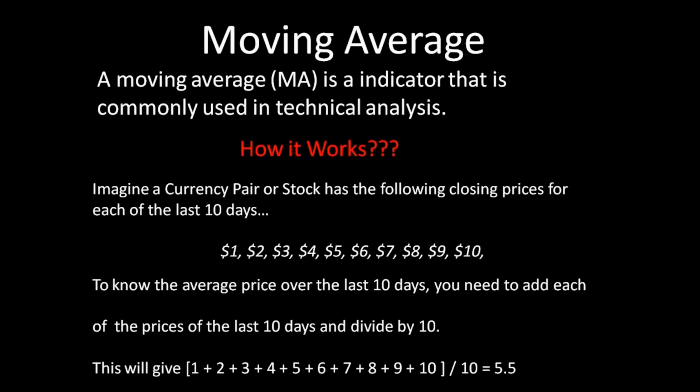To know the average price over the last 10 days, what you do is add all the closing prices and divide by 10. If you total all of that and divide by 10, you get 55 divided by 10, which is 5.5. 5.5 is the 10-day moving average value for the given price.